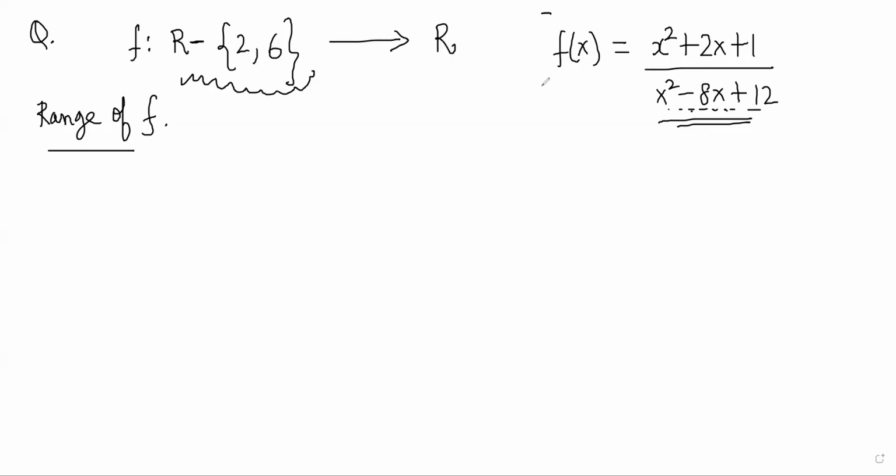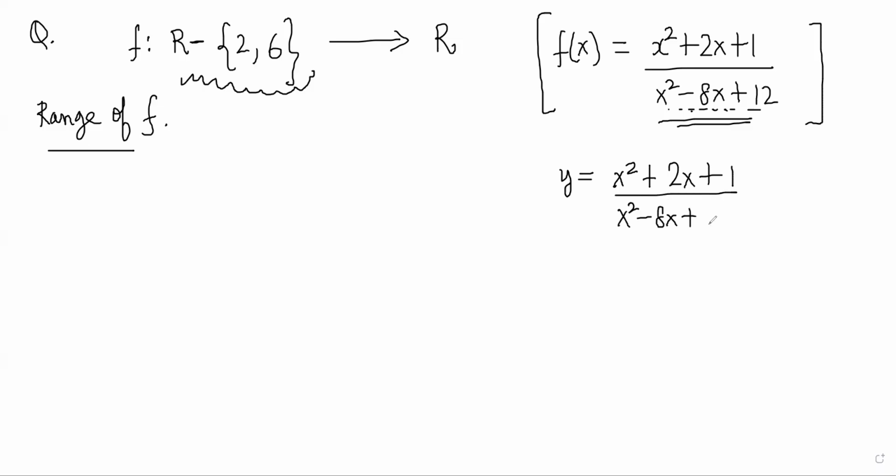Do you know the standard method to find the range of such situations? Sir, (x² + 2x + 1)/(x² − 8x + 12) will be real, so we will put it equal to y. And you'll make a quadratic in x, right? Yes. You cross multiply and get a quadratic in x: yx² − 8xy + 12y = x² + 2x + 1.